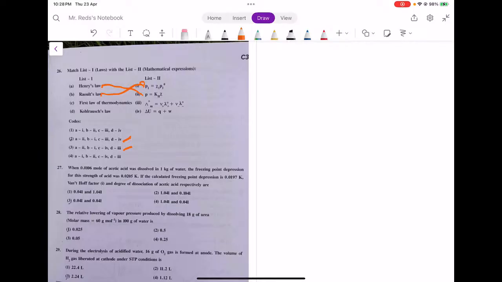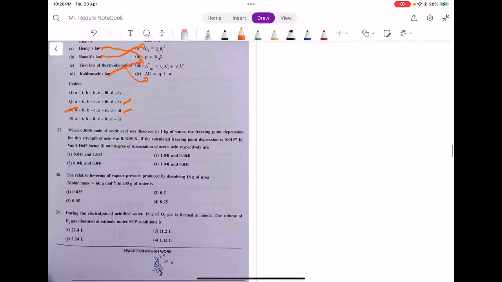Next, first law of thermodynamics: delta E is equal to Q plus W. So C is 4. So option 3 is the answer. Next, Kohlrausch law: limiting molar conductivity is equal to nu plus lambda naught plus, nu minus lambda naught minus. So option 3 is the answer.